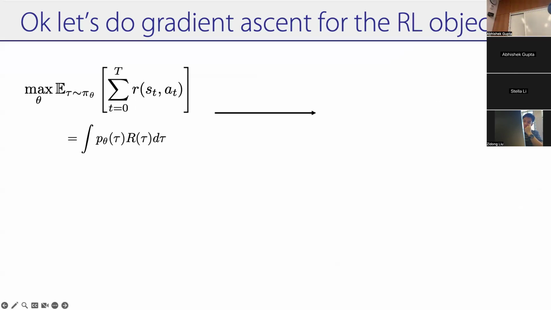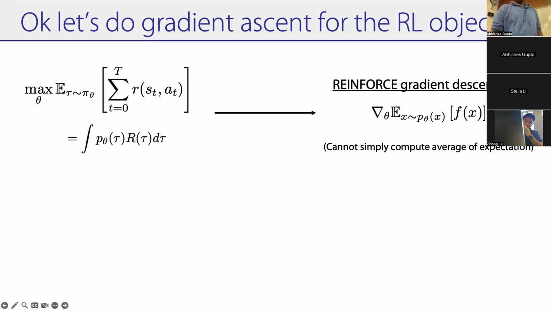So that's going to be my objective, expectation under pi theta tau of r tau. Now, why can't I just do gradient descent on it? What makes it hard? Theta is in the expectation. Perfect. So theta is in the expectation.